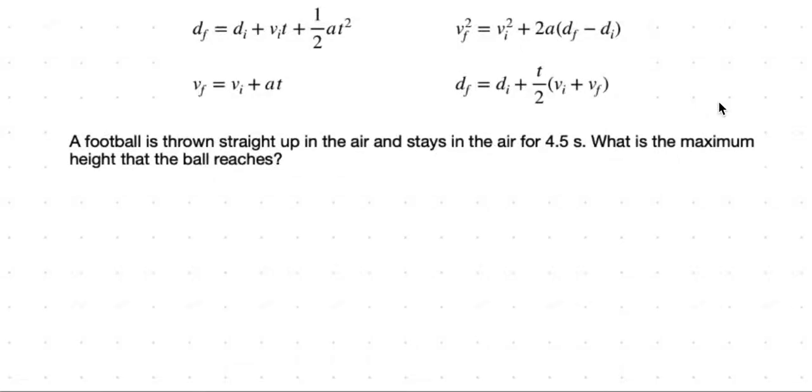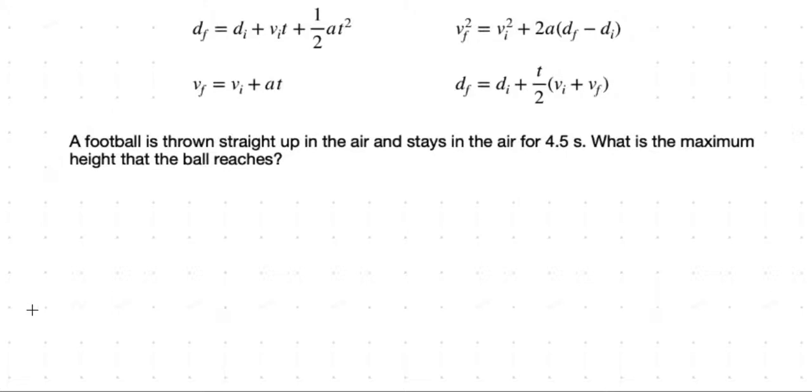So for this problem it says, a football is thrown straight up in the air and stays in the air for 4.5 seconds. What is the maximum height that the ball reaches? It doesn't look like we're given too much information here, so let's just draw the problem and see what it's asking. Basically we have a ball being thrown up in the air, it reaches a maximum height, and it should fall down on the ground after that. So let's just draw out the problem then.